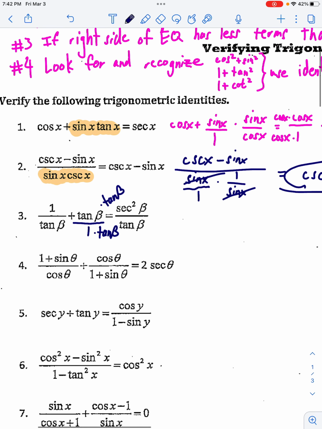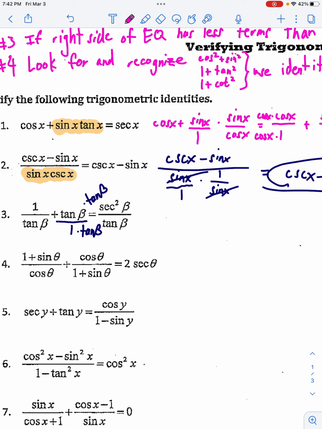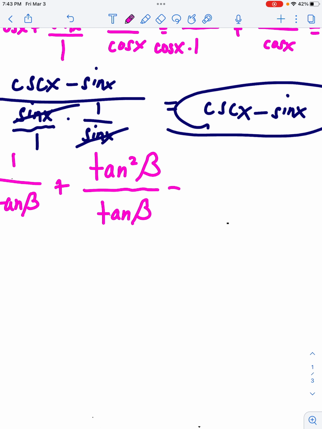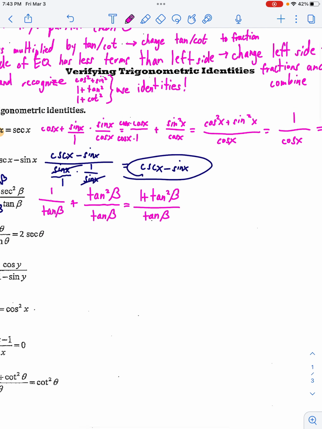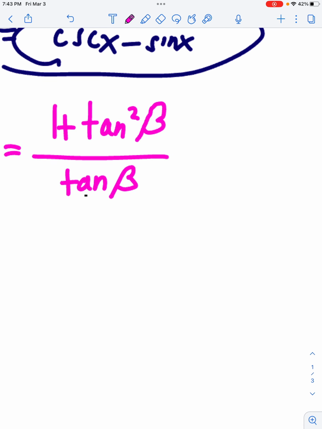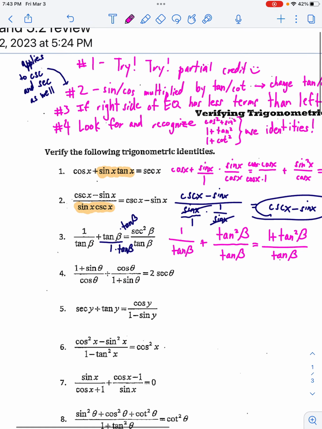Okay, so the left side of that equation is going to become 1 over tangent beta plus tangent squared of beta all over tangent of beta. And then just like fractions in elementary school, we can just add straight across the top. All right, and again, if you got stuck here, you're probably just going to use one of these 4 little tricks.